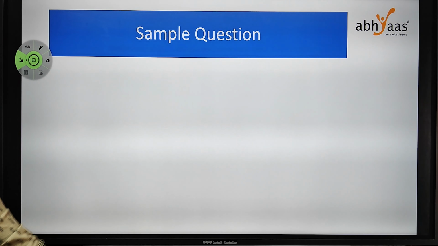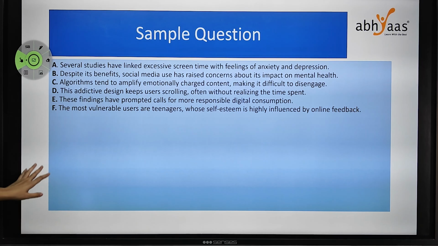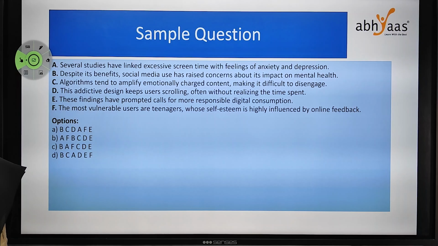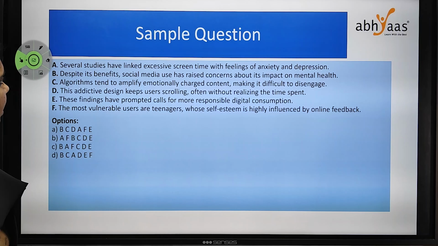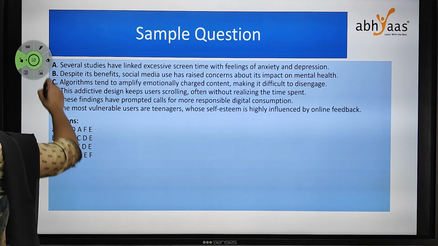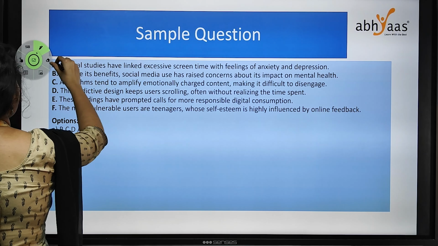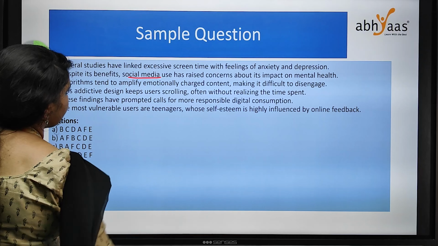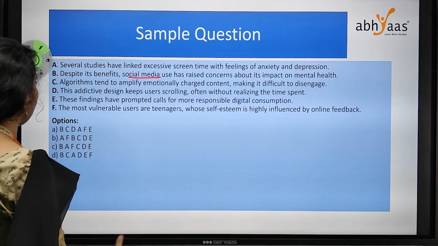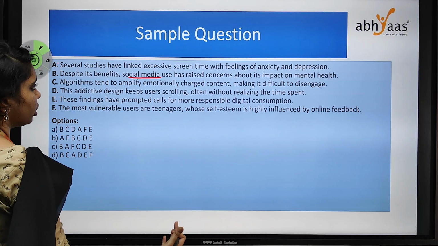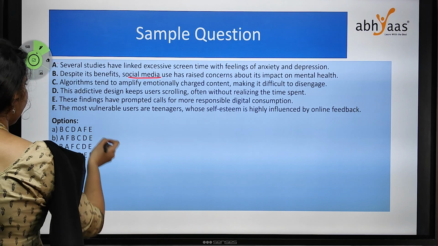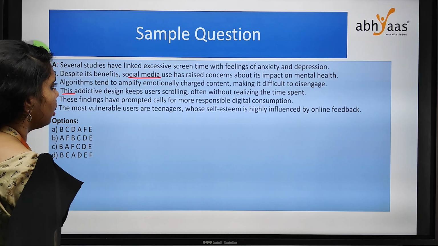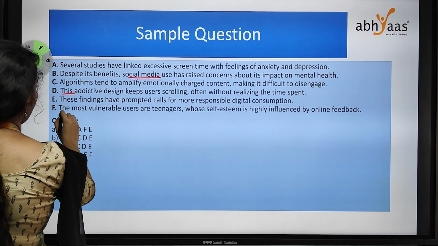Yeah, let's look at one more passage now. Okay, we have options here. Now let's look at this passage. Several studies have linked excessive screen time with feelings of anxiety and depression. Okay, this looks like a starting sentence. Despite its benefits, whose benefits? Okay, social media. Social media has raised concerns about its impact on mental health. Fine. Algorithms tend to amplify emotionally charged content, making it difficult to disengage. This addictive behavior, we don't know which addictive behavior. These findings have prompted calls for responsible digital consumption. The most vulnerable group.